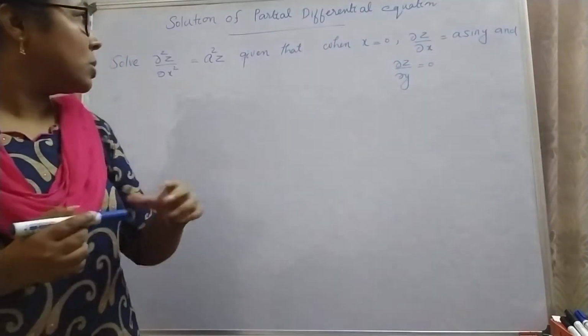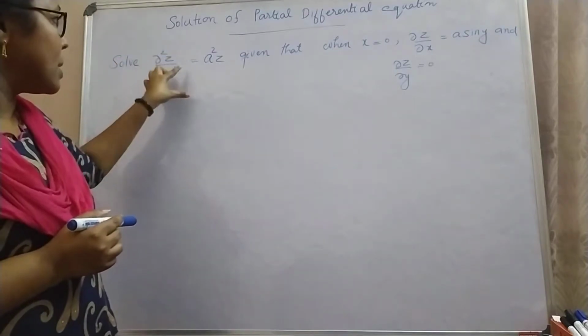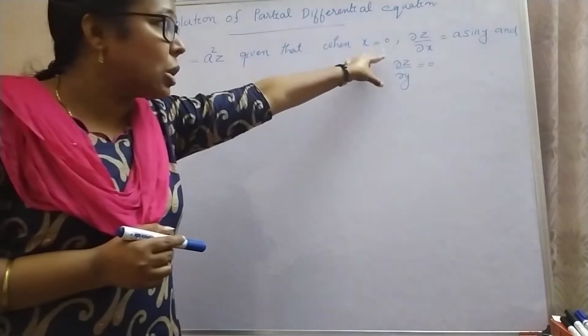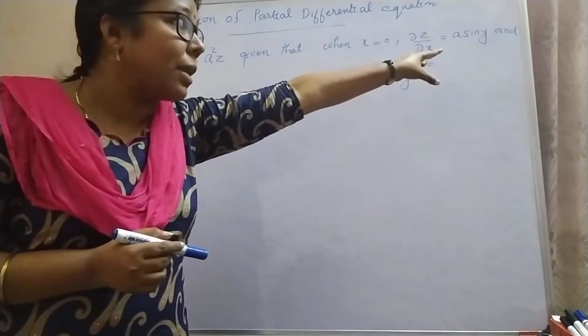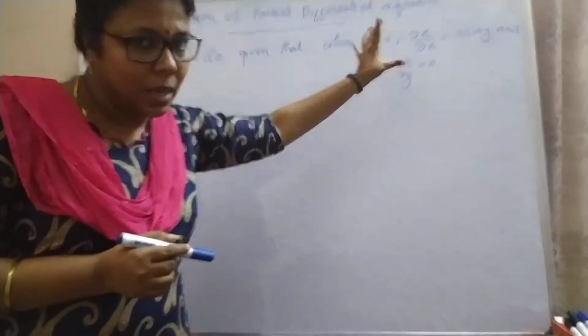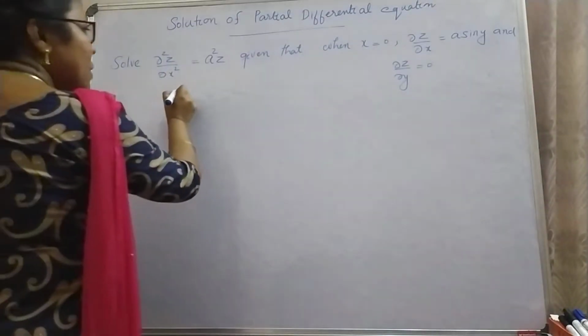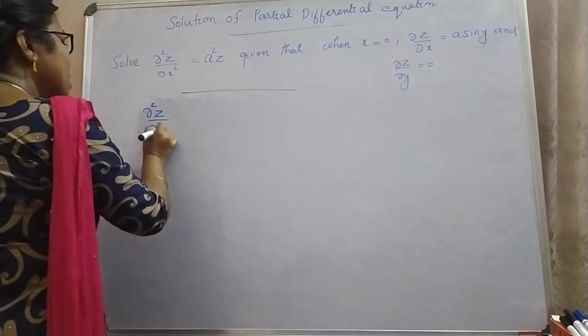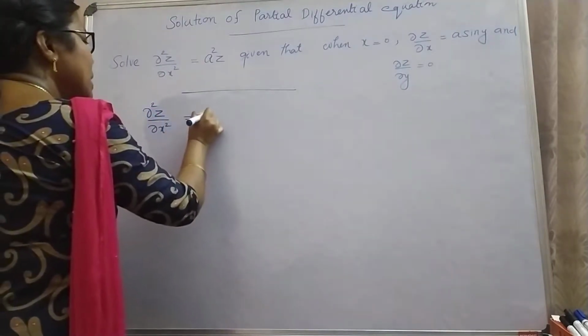Hi, our next question is: solve ∂²z/∂x² = a²z, given that when x = 0, ∂z/∂x = a sin y and ∂z/∂y = 0. Here two conditions are given. First, the given PDE is ∂²z/∂x² = a²z.